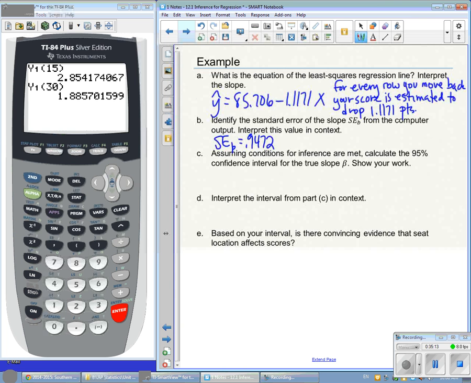Do I need to write that out? Does anybody need me to write that out? So we can expect the rate of change in the decrease in score by row to vary 0.9472 points in repeated sampling.